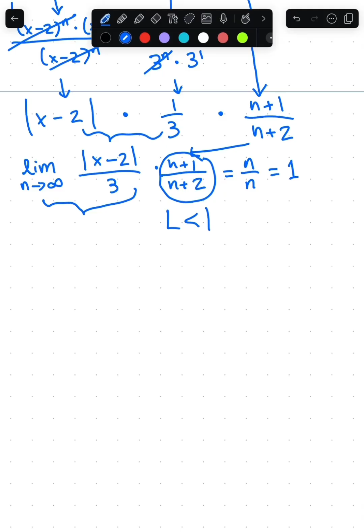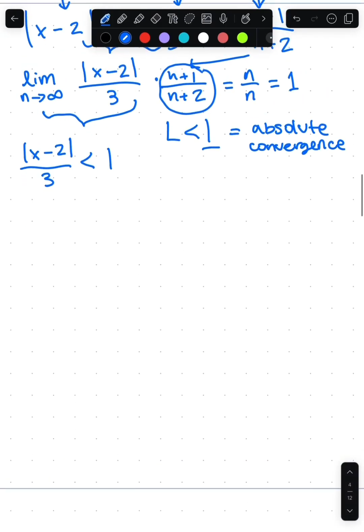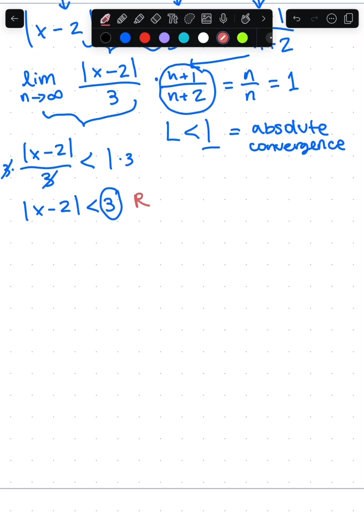And remember what I said earlier, if the limit is less than 1, it is absolute convergence. So now we're going to set this as less than 1. To get rid of this denominator, we're going to multiply both sides by 3 so that it cancels out. And we are left with the absolute value of x minus 2 is less than 3. And now look at that. The 3 is our radius of convergence.